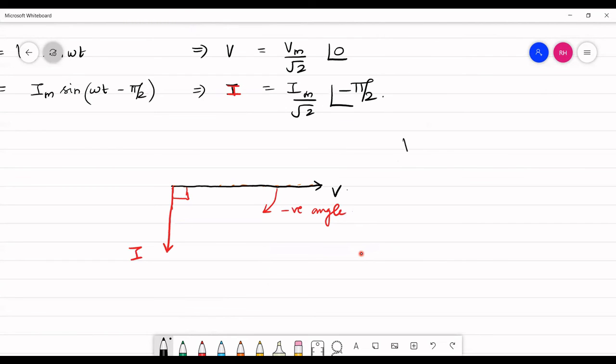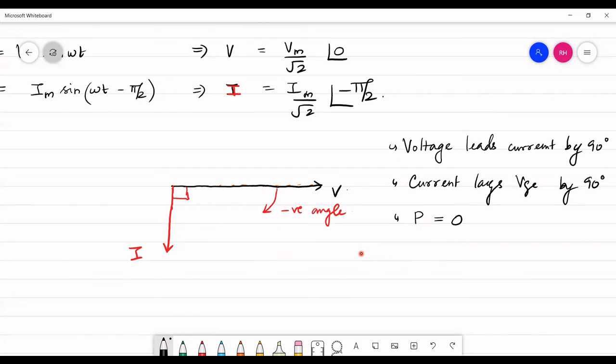It could be inferred from the phasor diagram that voltage leads current by an angle 90 degrees, or it could be stated that current lags voltage by 90 degrees. And based on our previous discussions, it could be said that average power is zero. That is, all the energy that is fed from the source to an inductor is stored as energy.